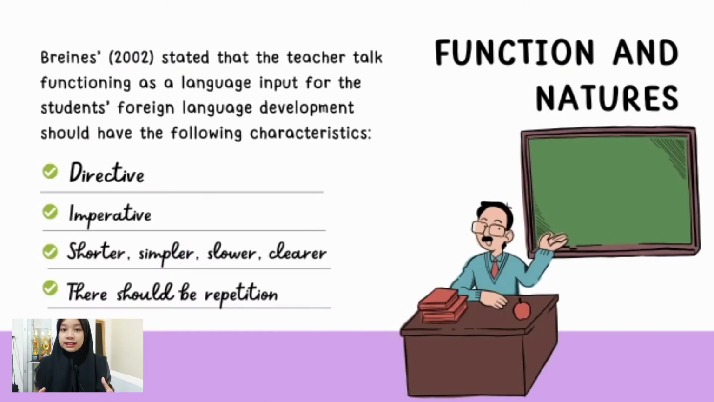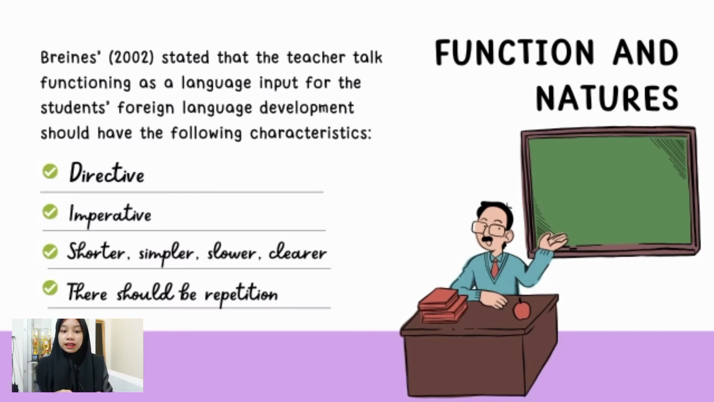According to Brainis 2002, it is stated that the teacher talk, functioning as a language input for the students' foreign language development, should have the following characteristics. The first one, it should be directive. The main use of the directives is not only to give instruction to students to do what the teacher orders, but also to get the attention of the students.